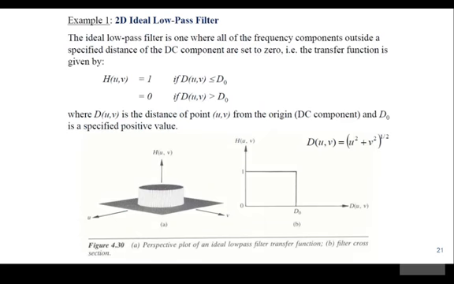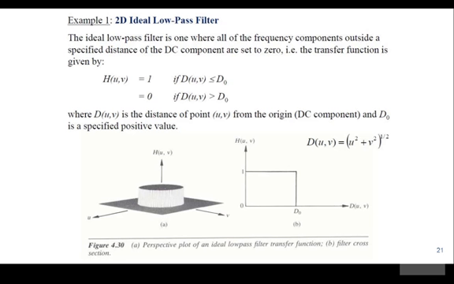So the ideal low-pass filter looks something like this. We're essentially going to allow frequencies below a particular frequency, and remove anything that's got a frequency higher than some cutoff. And this is how we express that mathematically.